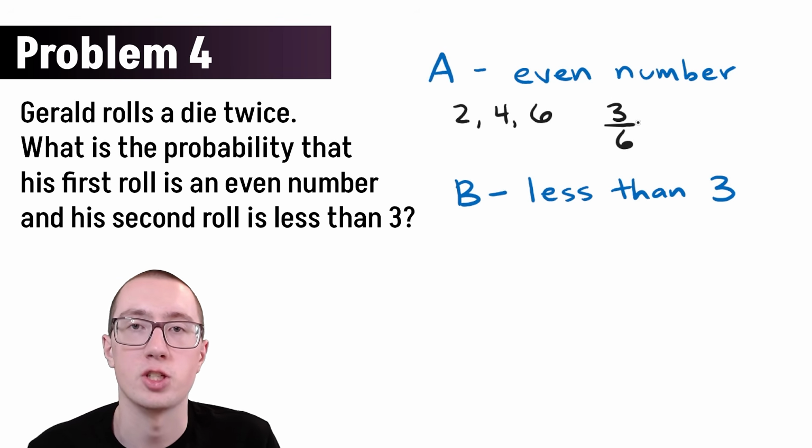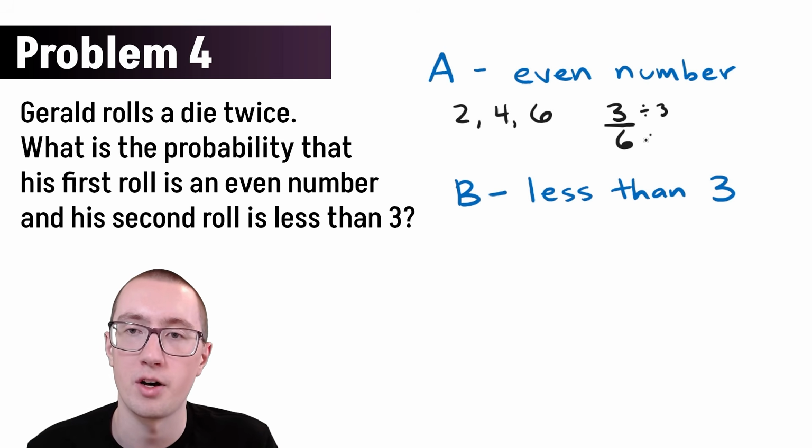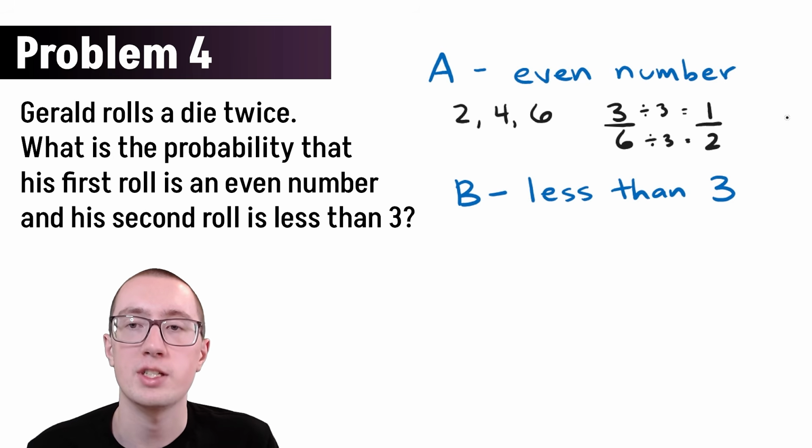So his chances are 3 out of 6. And this fraction can actually be simplified. So we have a 3 at the top and a 6 at the bottom. If we divide both the top and the bottom by 3, then that will give us 1 for 3 divided by 3, over 6 divided by 3 is 2. So 3 over 6 is the same as 1/2. So 1/2 is the probability of him rolling an even number.